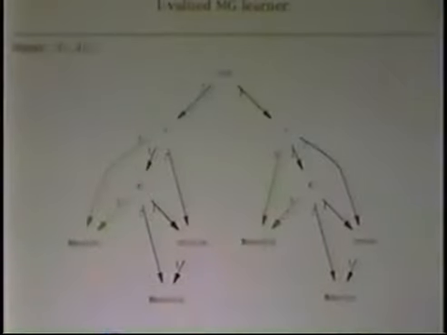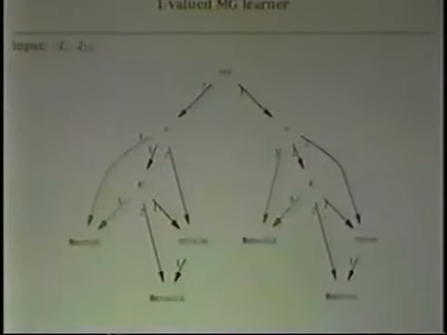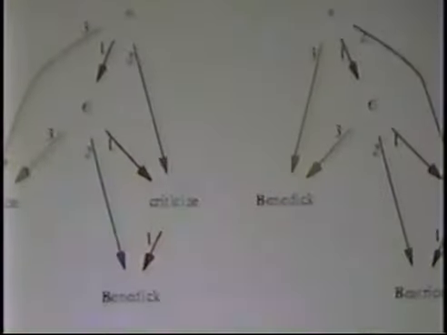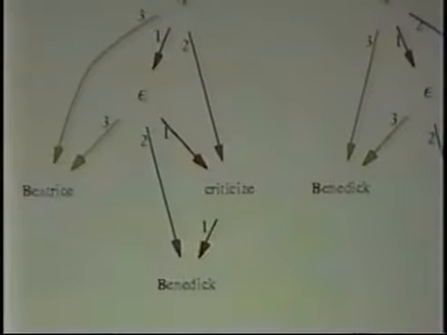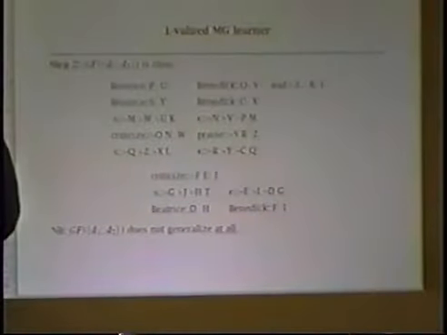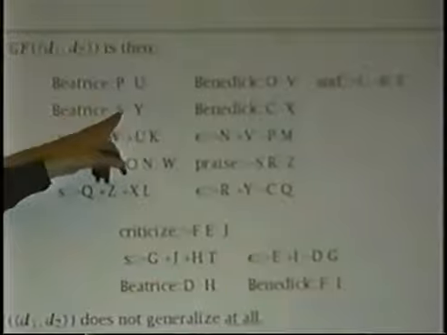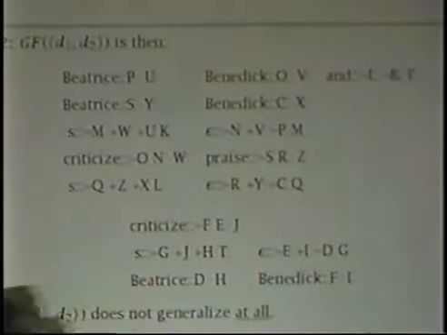So suppose we give the learner one more structure. The language generates Beatrice criticizes Benedict, and Benedict praises Beatrice. This structure, if we go through those same labeling steps and collect the lexical items out, we get this much larger grammar. Now this one isn't rigid because Beatrice has several categories, P, S, D.